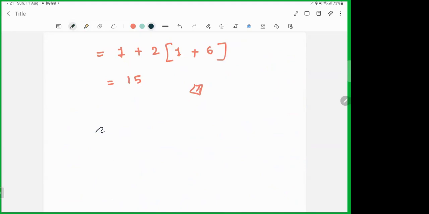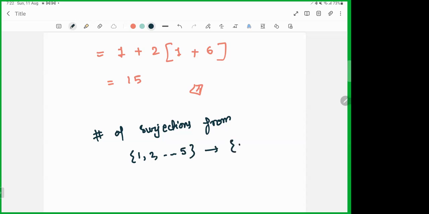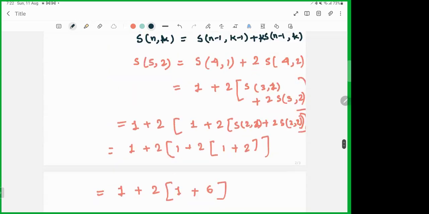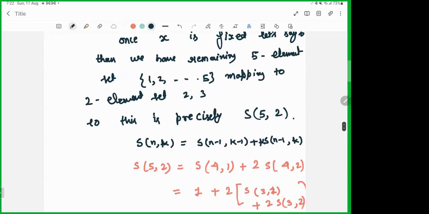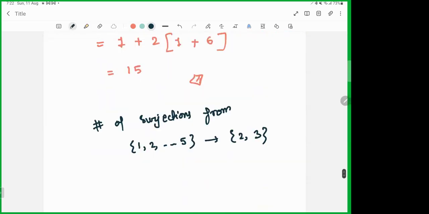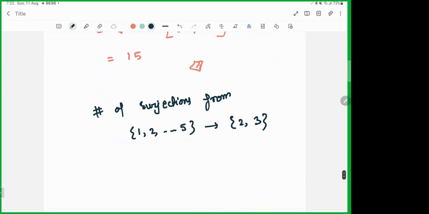I have done it in your way, what you are saying. The number of surjections from 1 up to 5 to the set {2, 3}. This is what we reduced up to this line, right? After this step, this is the thing: the number of surjections from the set 1 up to 5 to the set {2, 3}. So how many total functions are there from this set to this set?